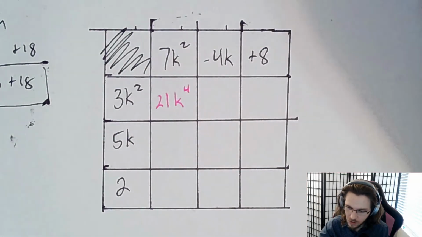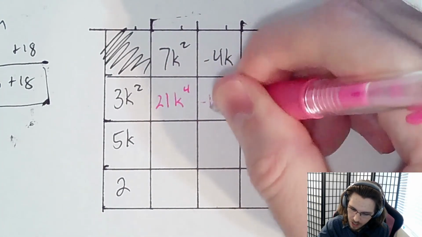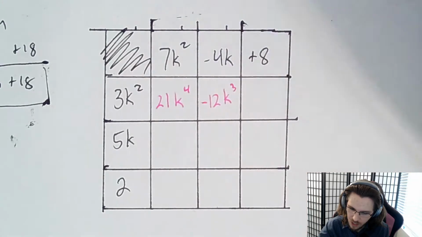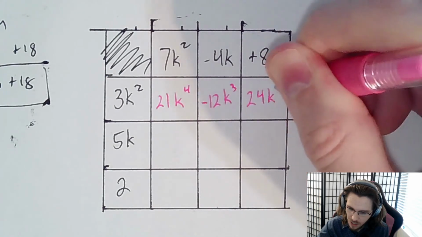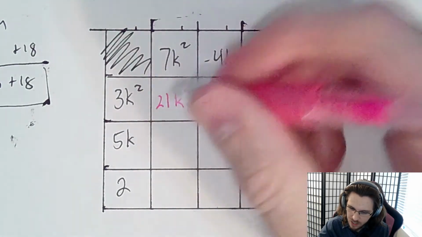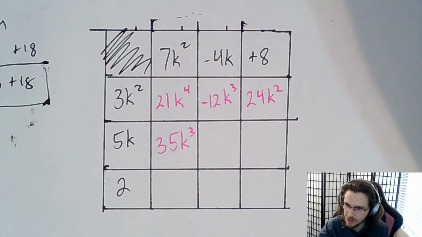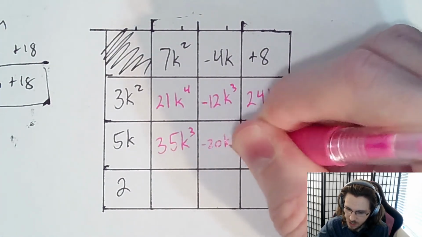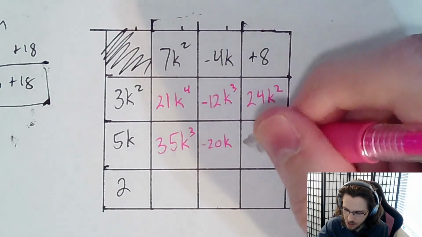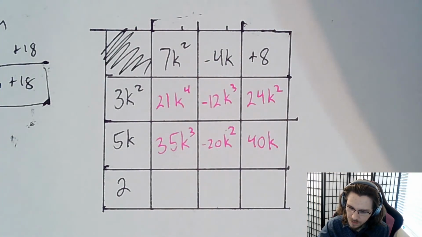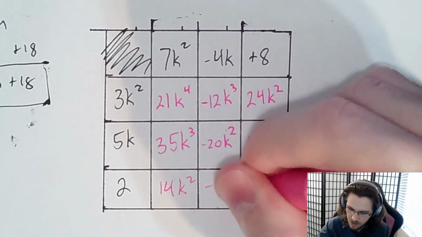Now, it kind of doesn't matter which order you go in. I like going across. So I'm going to do 3k squared times this negative 4k. And that's going to give me negative 12k cubed, because now I have 3 k's there. Then 3k squared times 8, 24k squared. Negative 4 times 5 is negative 20k. 5k times 8 is 40k. Oh, this is k squared, by the way. My bad. And then 7 times 2 is 14 with the k squared. Negative 4 times 2, negative 8k.